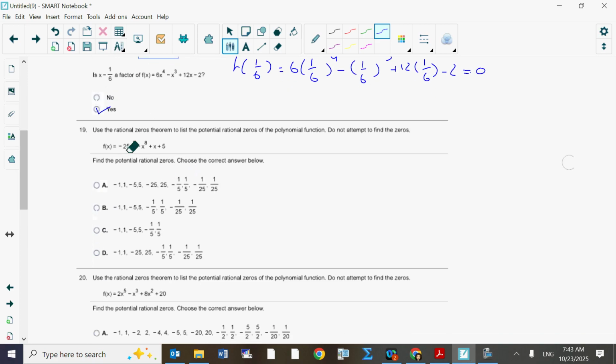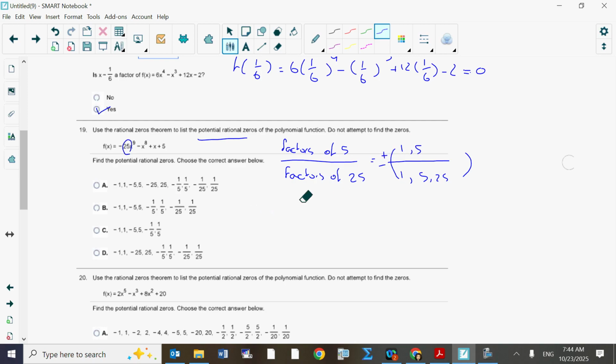Next question asked us to use the rational zero theorem to find the potential rational zeros. To find the answer, you need to find the factors of the constant term and divide by factors of the leading coefficient. You don't need to consider the negative, just the actual number. Factors of 5 are 1 and 5. 25 is 1, 5, and 25. Now you need to consider positive and negative of all those answers.